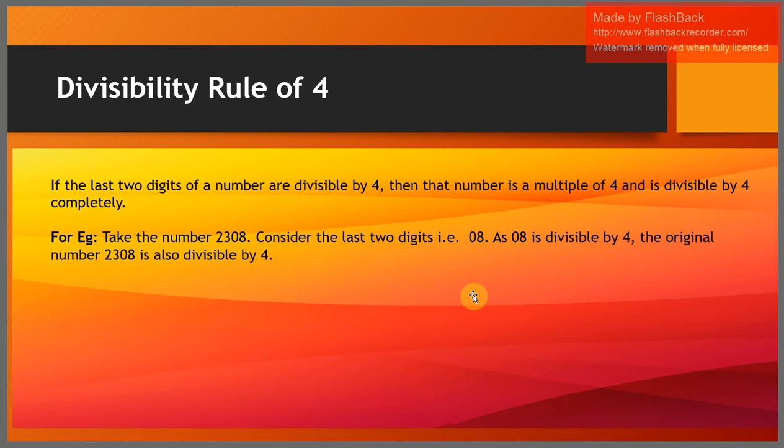Next, divisibility rule of 4. If the last two digits of a number are divisible by 4, then that number is a multiple of 4 and is divisible by 4 completely. For example, take the number 2308. Consider the last two digits, that is 08, as 08 is divisible by 4. The original number 2308 is also divisible by 4.